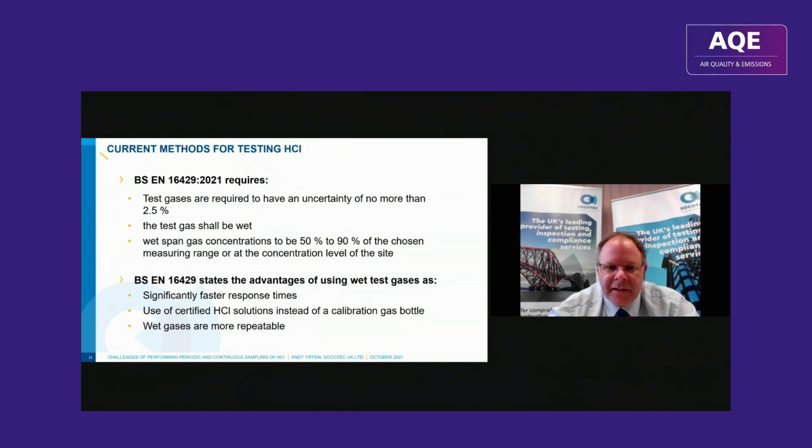Going back to the earlier slide, we've seen lab-based response times using a vapor generator down in the sort of 3 or 4 minutes, with cylinders taking well over an hour on some occasions. So certainly significantly faster response times. The other advantage of a hot wet vapor generator is the use of certified solutions. Currently, you can't get an ISO 17025 traceable cylinder of HCl dry gas, but you can buy a certified solution of HCl if you can vaporize that and get it into the system. And 16429 also states that wet gases are far more repeatable. So they're saying that the final result seems to be more repeatable by using a vapor generator.